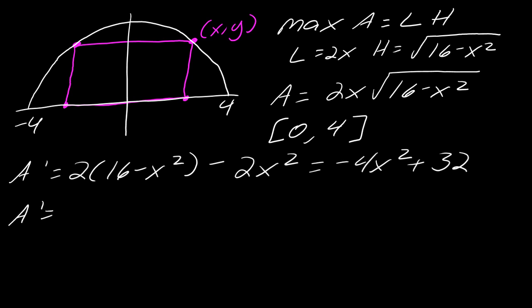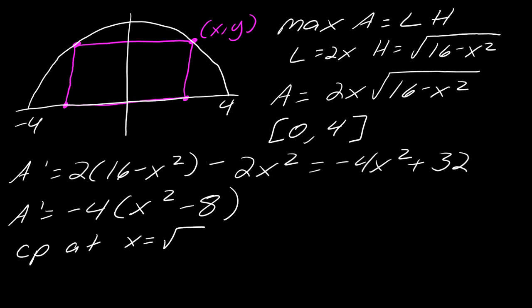So now let's clear some space. And so I've got A prime. If I factor out the negative 4, this will become x squared minus 8. Okay, yeah. And so now I just have to figure out the critical points of this. Just where does x squared minus 8 equal 0? So I have critical points at x equals the square root of 8 and x equals the negative square root of 8. However, the negative square root of 8 is not in the domain, so we don't need to consider this one. So this is basically our critical point.